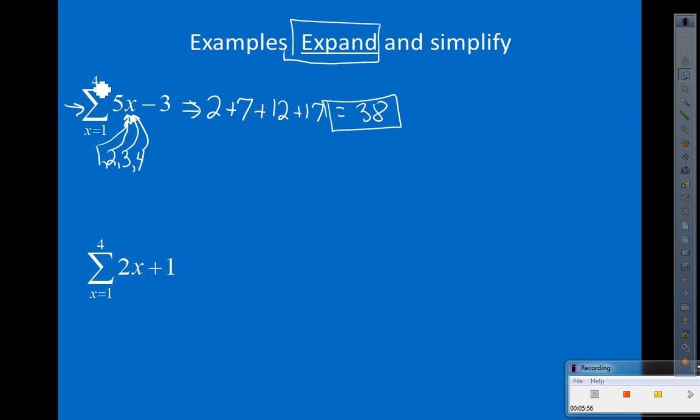Use the numbers 1 through 4. Run them through your equation. So really what are you doing? Finding v sub 1, v sub 2, v sub 3, and v sub 4, and then add those terms together.